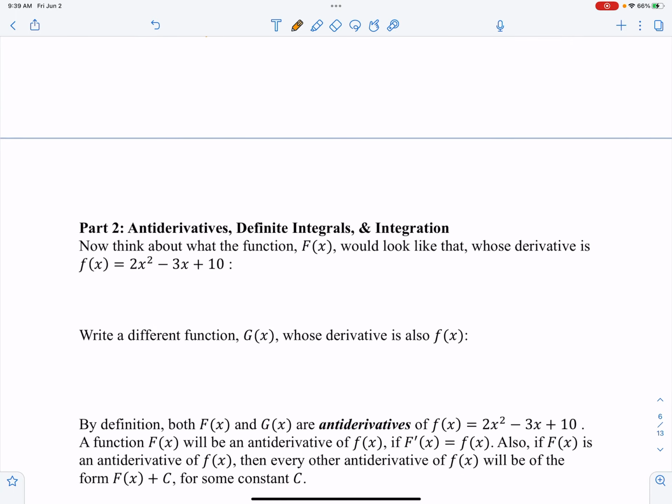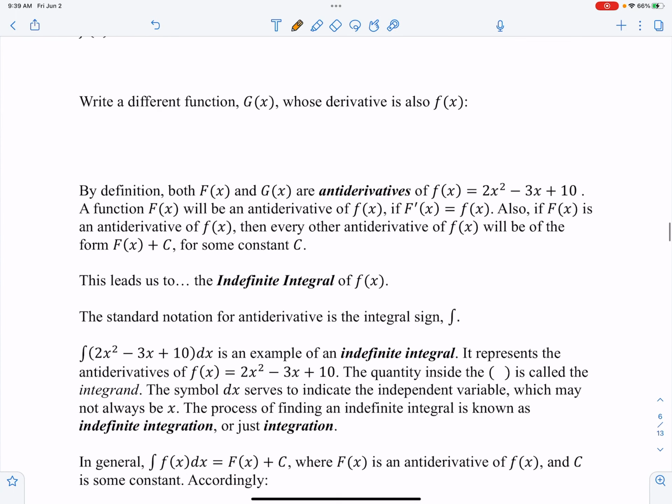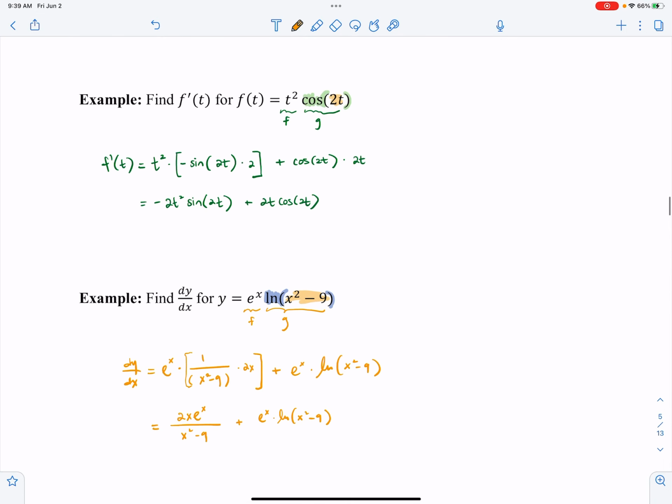Okay, so that's it for part 1, derivatives and differentiation.